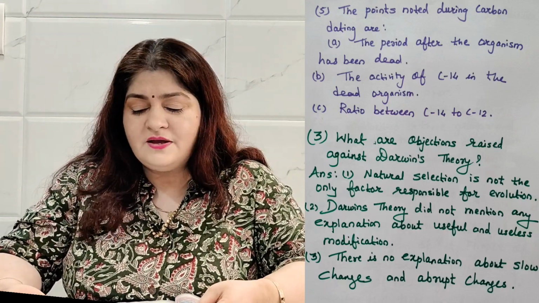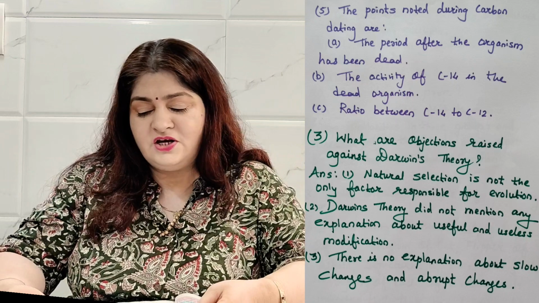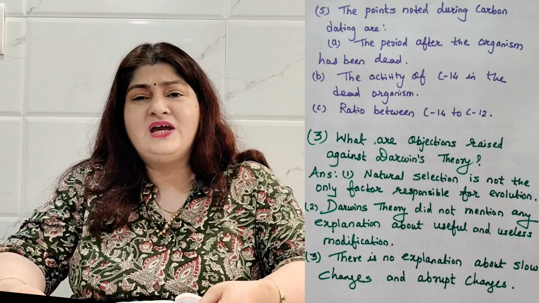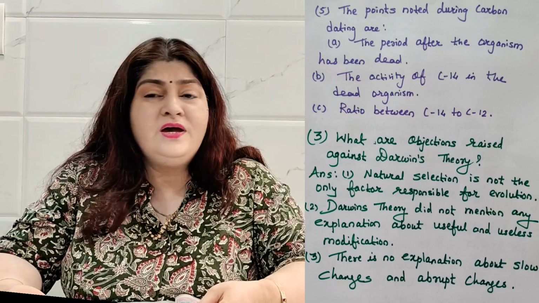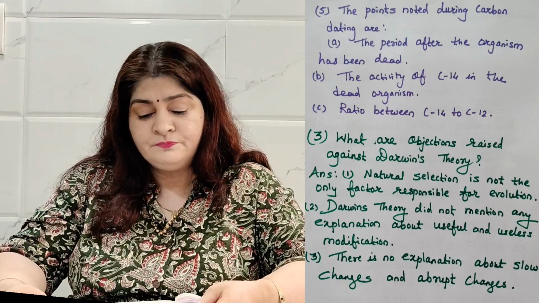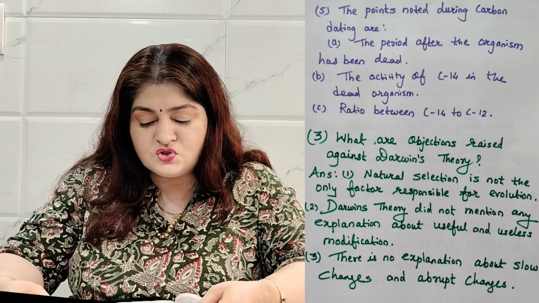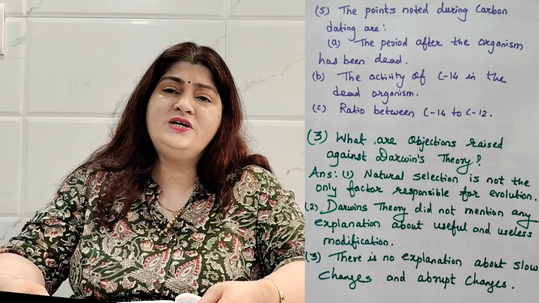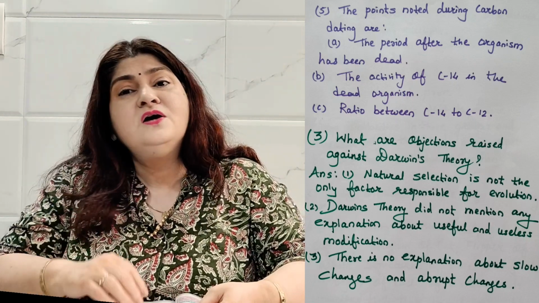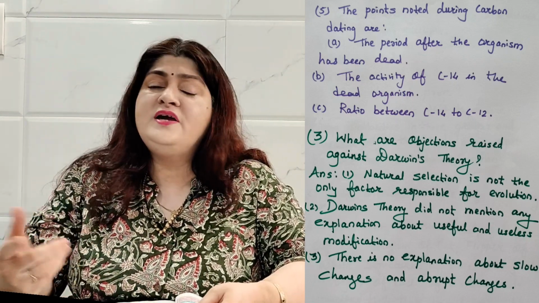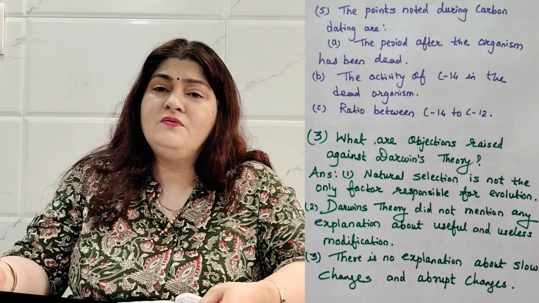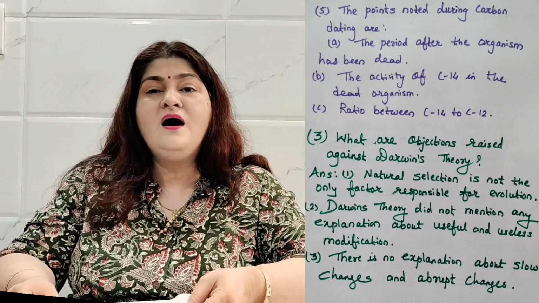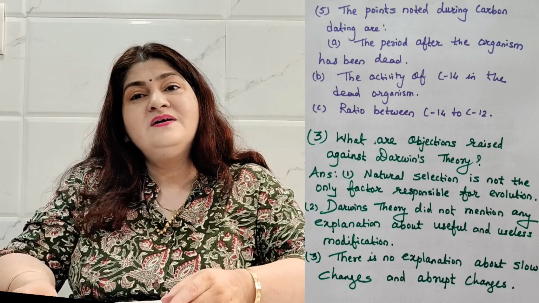Second, Darwin's theory did not mention any explanation about useful and useless modification. Kabhi kabhi useless modifications bhi organism mein hote aur uska koi explanation Darwin de nahi paya. Then there is no explanation about slow change and abrupt change. See, organism mein kabhi kabhi bahut slow change hota hai, crores of years chale jate hai. So kabhi kabhi fast change hota hai. To ye kyu hota hai? Ye bhi Darwin was unable to explain. So these are the objections which are taken against Darwin's theory by the scientists.